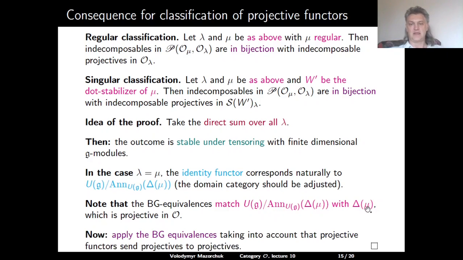And now, applying tensoring with finite dimensional modules and BG equivalence, we see that projective functors on O_mu correspond to projective objects in the corresponding category of Harish-Chandra bimodules. So here it is important that projective functors send projective objects to projective objects. In other words, we realize projective functors as projective objects in the category of functors given by tensoring with Harish-Chandra bimodules. The classification follows from the equivalence and realization of projective functors as projective objects in a certain category of functors.